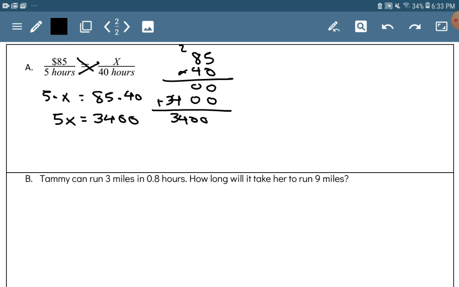After cross multiplying, step 2, the final step is to divide. So I'm going to divide by the number attached to x. This time it's a 5. 5x divided by 5 gives me just x.